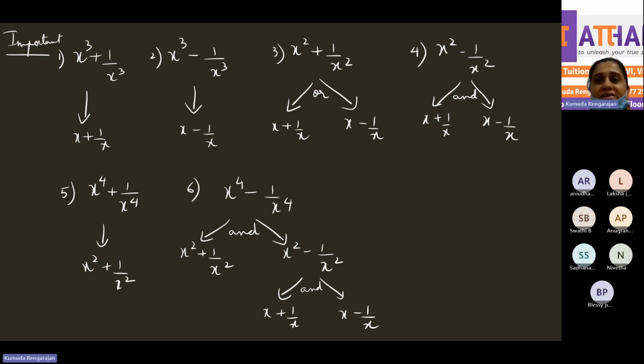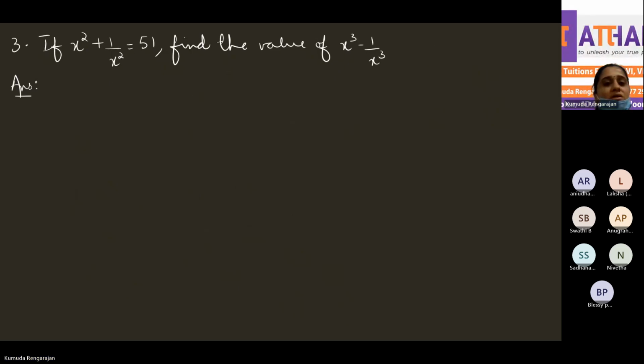So it's easy. If you have to find x cube plus 1 by x cube, you should find the value of x plus 1 by x. If you have to find the value of x cube minus 1 by x cube, you need x minus 1 by x. Understand from the chat? So now come back to this question. You need to find the value of x cubed minus 1 by x cubed. That means you need the value of x minus 1 by x. So using what is given here, you should find the value of x minus 1 by x.